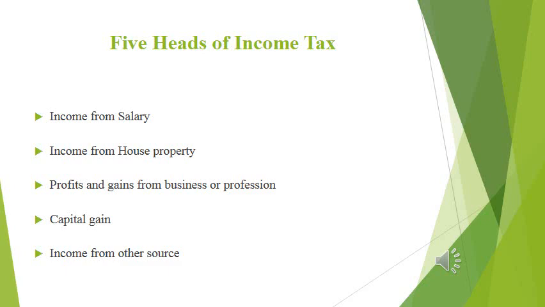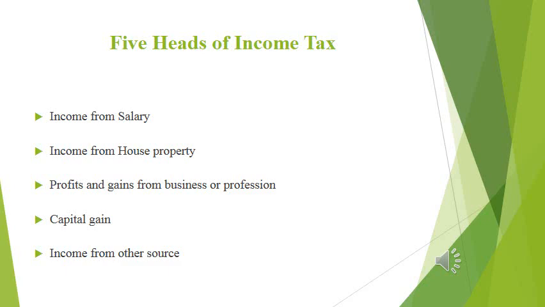We may have a question in the exam: what are the 5 heads of income? Students may write salary, house property, profit and gain, capital gain, income from other source. This answer is wrong. The correct answer for such a question is: the following are the important heads of income. First, income from salary; income from house property; profit and gain from business or profession; capital gain; income from other source. This is the correct answer.